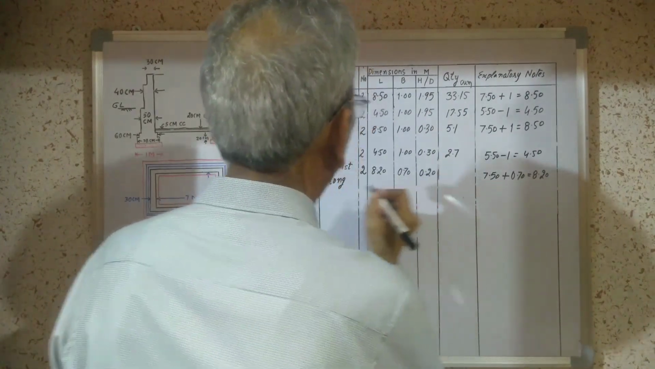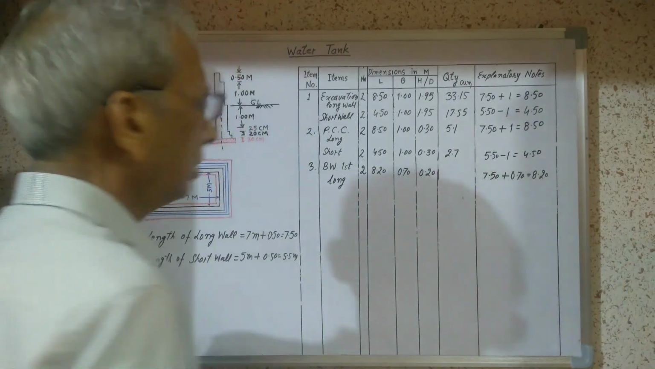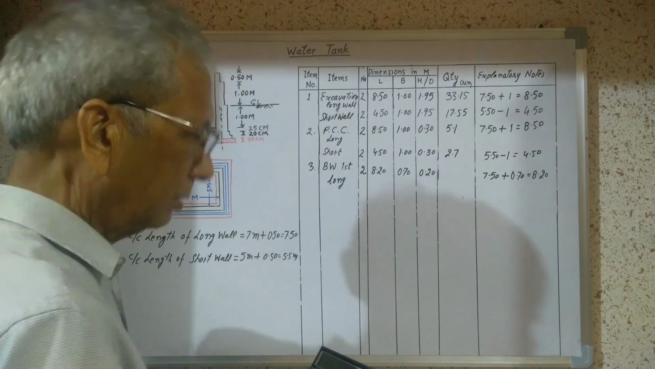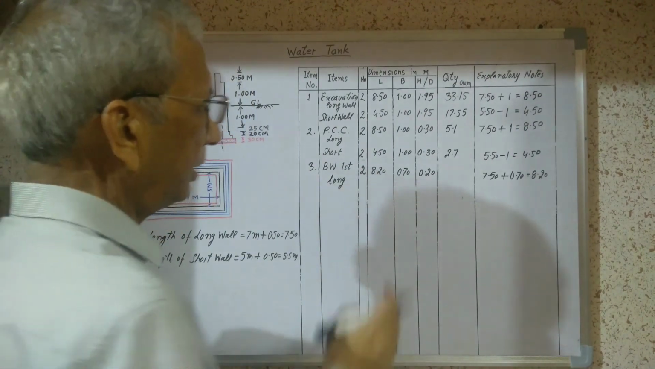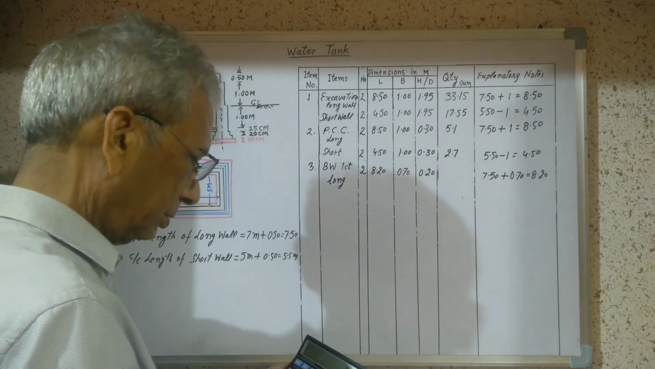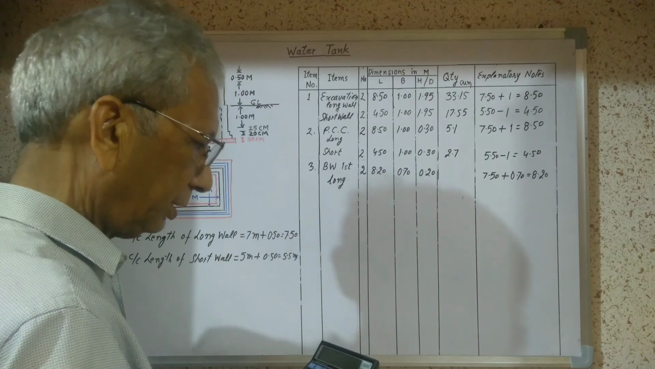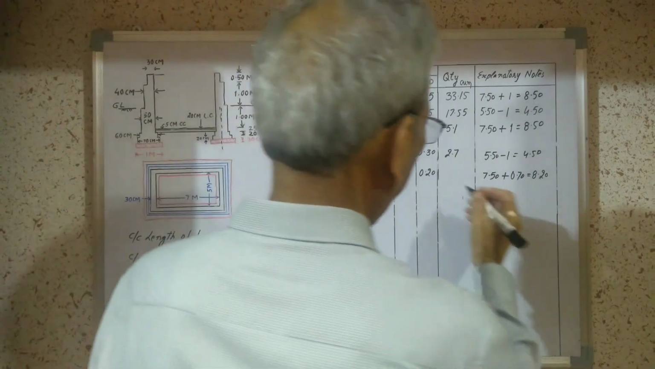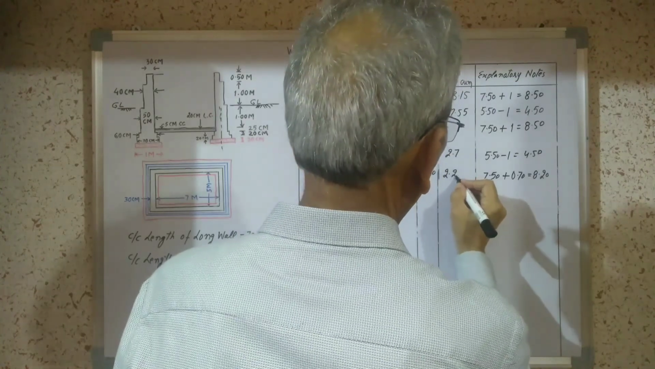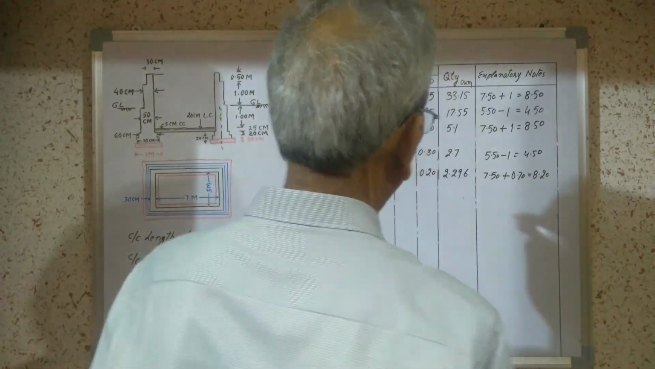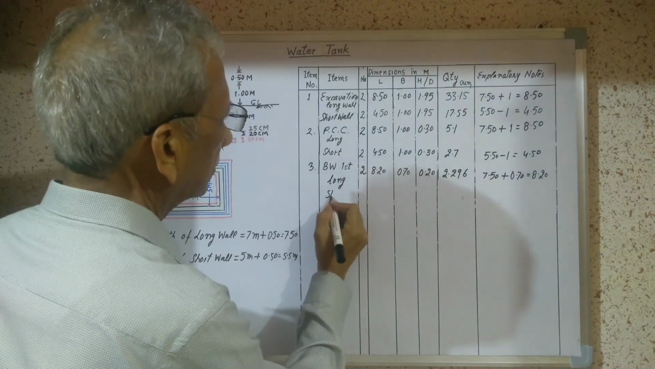Now we will calculate with the calculator. 2 number of walls multiply by 8.2 multiply by 0.7 and multiply by 0.2. The result is 2.296 cubic meter. This is for long wall, now short wall.